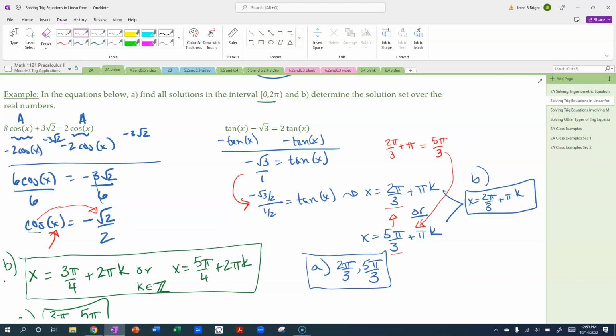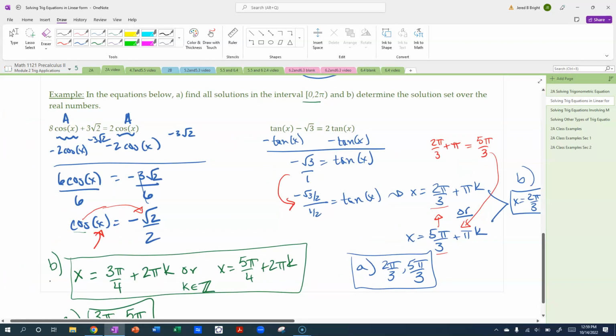Okay, and then for part A, it would just be listing those two values that we found based on the unit circle. Okay, so here are some basic trig equations that we can solve. Again, just isolating trig functions and then using the unit circle.